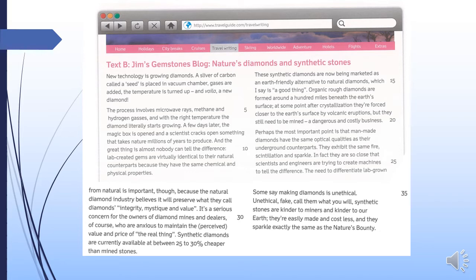Some say making diamonds is unethical. Unethical, fake, call them what you will. Synthetic stones are kinder to miners and kinder to our earth. They're easily made, cost less, and they sparkle exactly the same as nature's bounty.